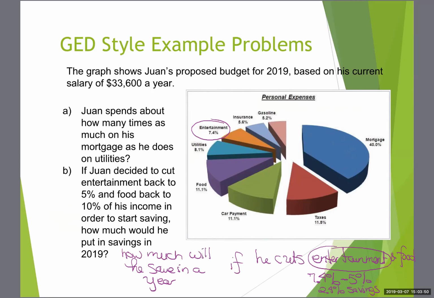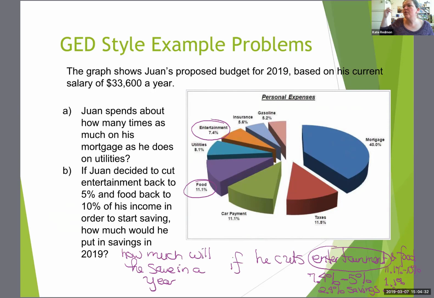Okay, let's do the same thing with food. Currently, he's spending how much on food? 11.1% currently on food, but Juan wants to cut that back to how much of his income? 10%. So we're going to cut out that 10% and we'll use the remaining bit on savings. So 11.1% minus 10% is 1.1%. 1.1% on savings. So now look at that. We've managed to slice out little pieces of savings from our income.